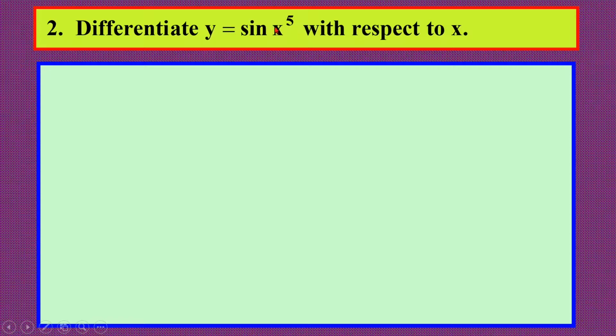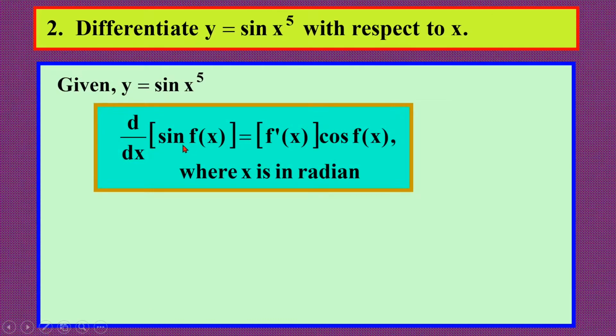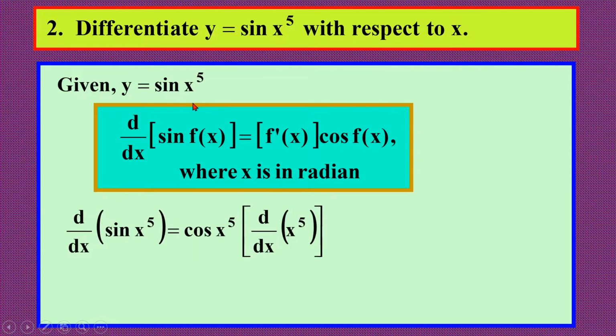What if the 5 transforms into the power of the function? What you need to do is just follow the same rule. Differentiate sine f(x), you will get cos f(x). So the first thing that you're going to write is cos and the function, which in this case is x to the power of 5. When you differentiate x to the power of 5, you will get 5x to the power of 4. So you will write the answer right in front of the cos.